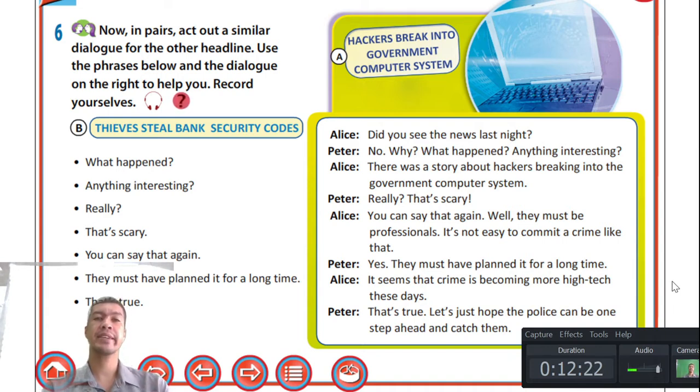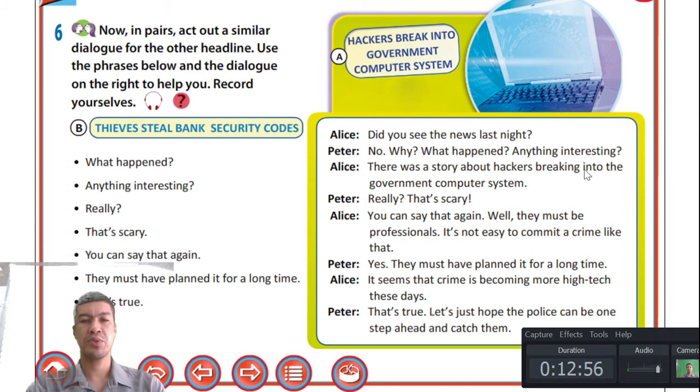Now in pairs, act out a similar dialogue for the other headline. What was the other headline? Thief steals bank security code. So use the phrase below and the dialogue on the right to help you and record yourselves. This is just an activity for you guys to sharpen your skills. Obviously, I'm not there to see what you do, but if you want to, you can practice amongst yourselves.